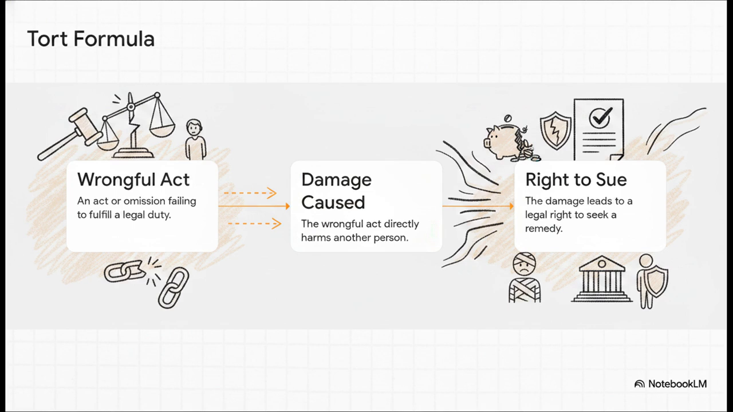That means failing to do something you explicitly had a legal duty to do. And it has to be legally improper, okay? Not just morally or socially frowned upon. Step 2, this wrongful act has to directly cause damage to another person. And finally, Step 3, that damage must trigger a legal right for the injured party to sue for a remedy. This strict three-step formula, that is the absolute bedrock of all tortious liability.